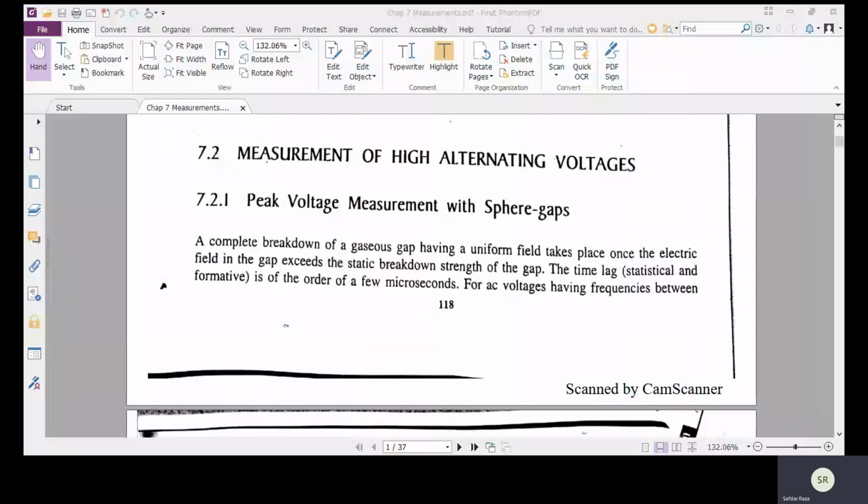Assalamu alaikum. Dear students, in the previous lecture, we discussed the need for the measurement of high voltage, and after this, we discussed peak voltage measurement with a sphere gap, which is based on the principle that if an AC voltage is applied across two spherical electrodes and the voltage is uniformly increased till breakdown occurs, then the peak value of the AC wave is determined by V peak equals E multiplied by S, where E is the static breakdown strength of air and S is the minimum electrode separation at which the breakdown occurs.